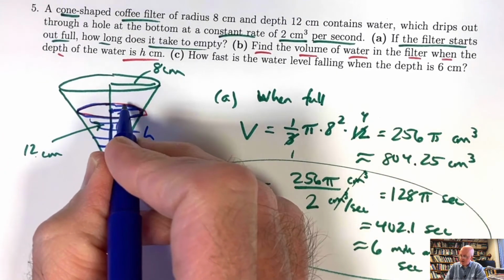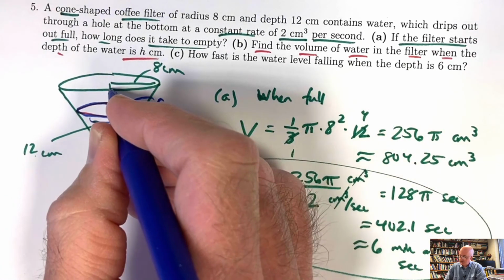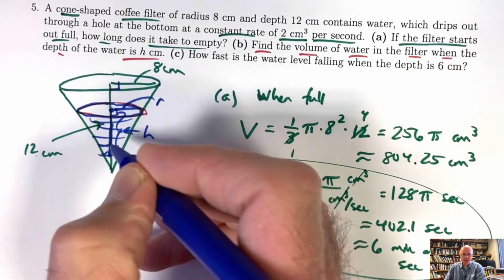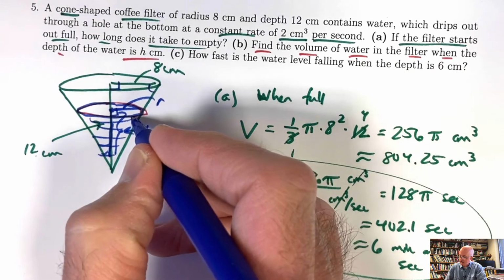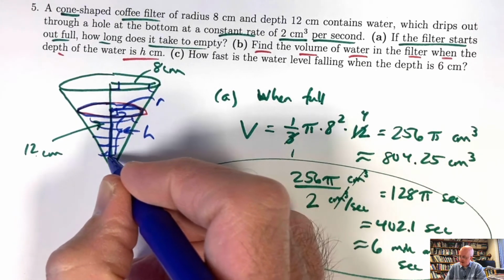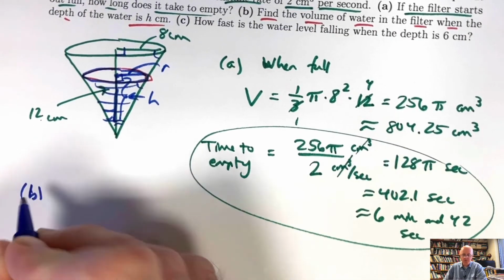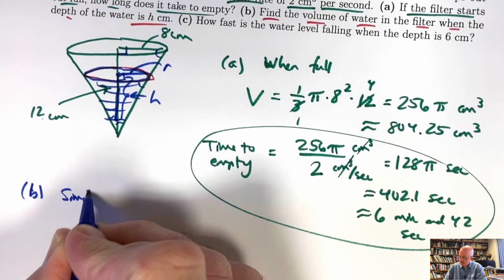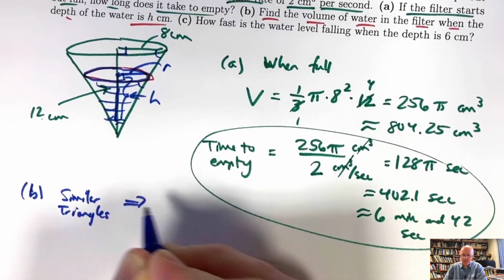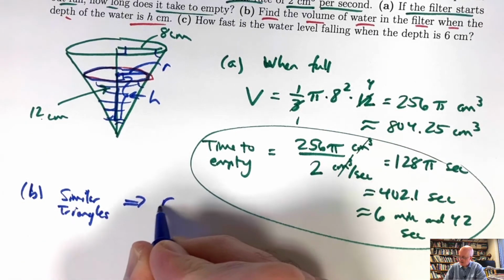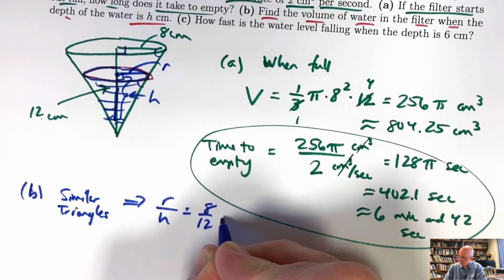Here's where we'll need similar triangles. Let's call this distance r. If you look at this picture, there's two right triangles here, that one and this one, that are similar to each other. Not only do they have a right angle, they also share a common congruent angle there and the same angle down there. They are similar. Similar triangles, for part B here, implies that the ratio of r to h is the same as the ratio of 8 to 12, which is 2/3.